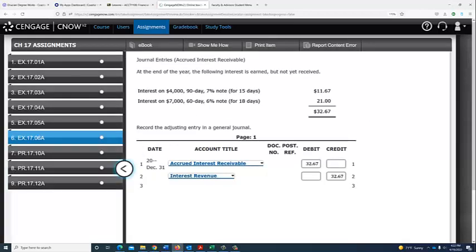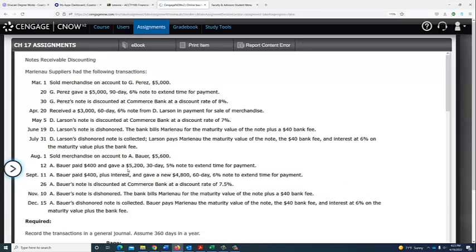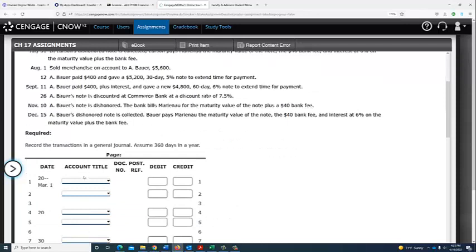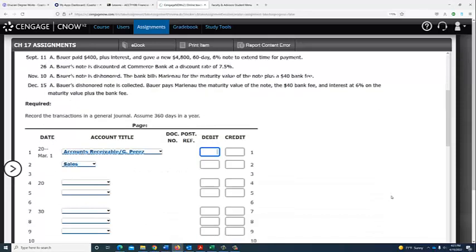For the next problem, we'll go ahead and skip on down to, let's do problem 11. It has a lot of different scenarios in it that we can get some good practice with. Okay, so March 1st, we sold merchandise on account. Okay, so that's pretty easy. We've done sales before. So this is accounts receivable and sales. 5,000.